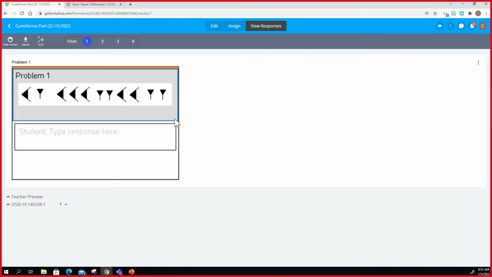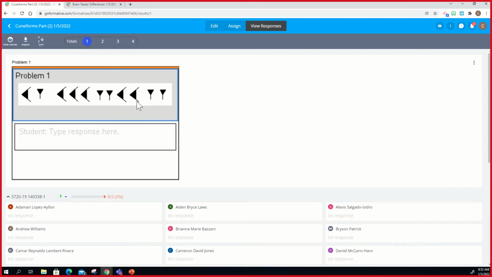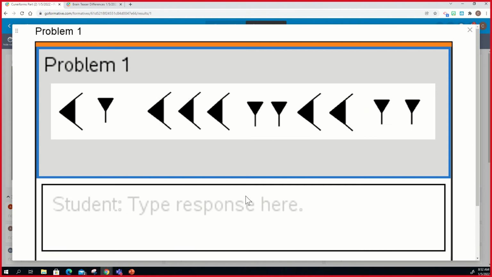So this is part two for Cuneiforms, and I'm going to make it big so you can see how it works. Now the problem with this was the ancient Babylonian language. The Babylonians, they were schooled by Sumerians, but they're the first ones to come up with square roots. And since we were working on square roots, kind of goes hand in hand.